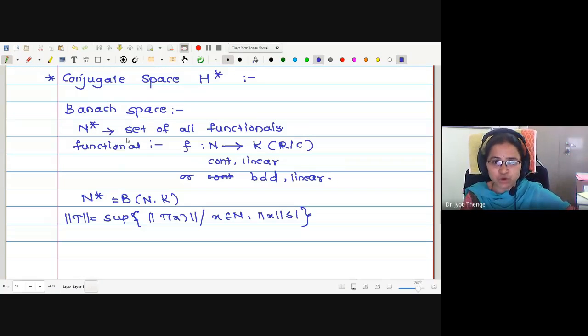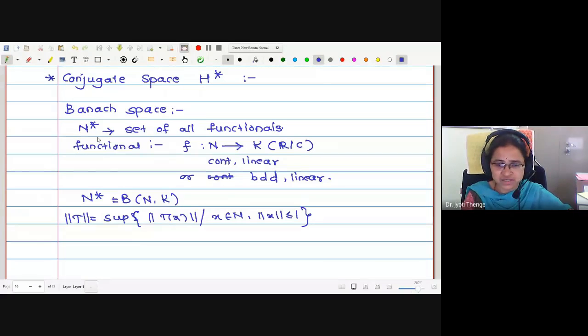Now it's time to define the conjugate space of a Hilbert space. Here, the most surprising fact for the conjugate space of a Hilbert space H is that the conjugate space H star of H is related to H itself. This is known as Riesz's representation theorem for continuous linear functionals on H. The important theorem playing a role here is Riesz's representation theorem. We will go to Riesz's representation theorem one by one.